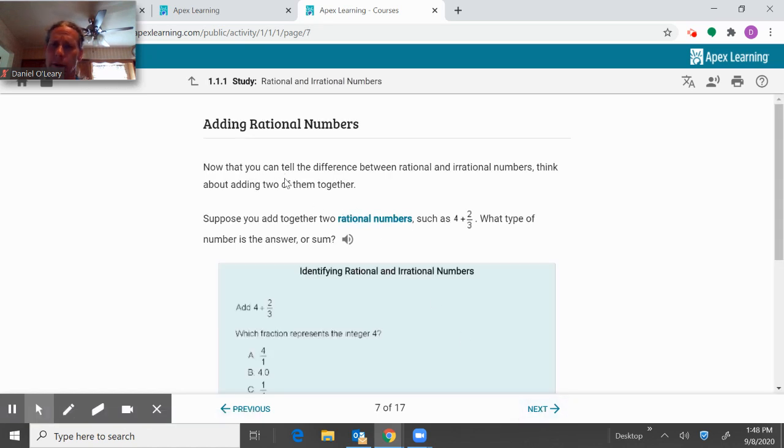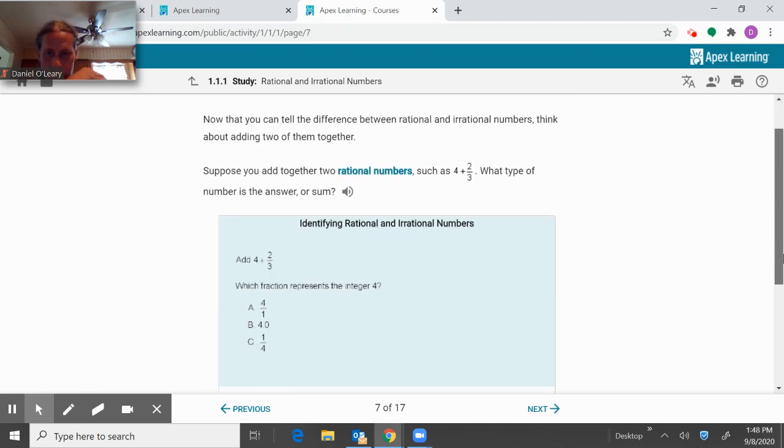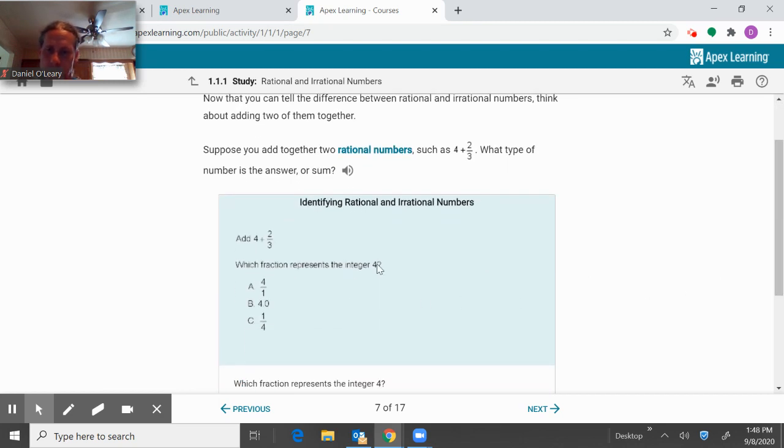All right, now that you can tell the difference between rational and irrational numbers, think about adding two of them together. Suppose you add together two rational numbers, such as 4 plus 2/3. What type of number is the answer or sum? Okay, so if you worked that out, what would 4 plus 2/3 be? Which fraction represents the integer 4? So remember, I hinted that to you earlier.